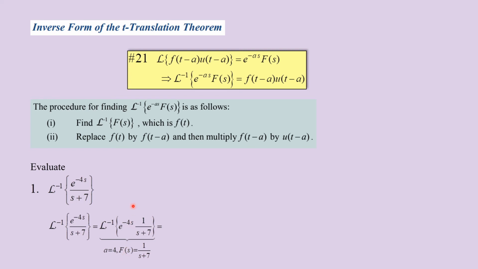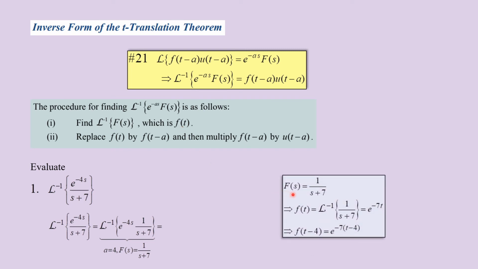So we have identified a, and we have also identified F(s). Once we have identified F(s), we need to evaluate the inverse of F(s) to get f of t. So let's do our work. F(s) is 1 over s plus 7. To get f of t, we are going to compute the inverse Laplace transform of 1 over s plus 7, which can be easily obtained from formula number 4, and the answer is e to the power of negative 7t. So we are done with step number 1.